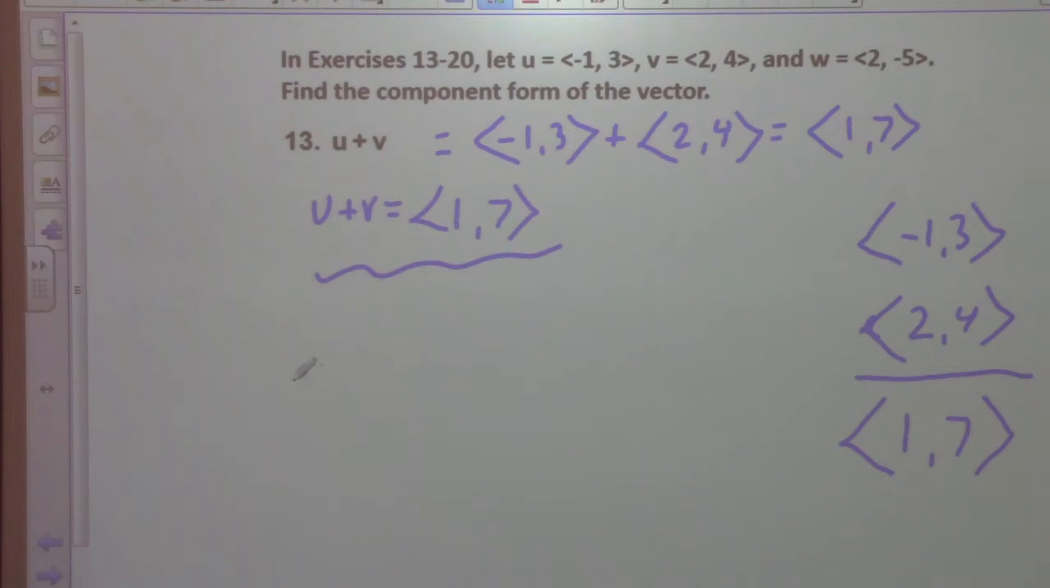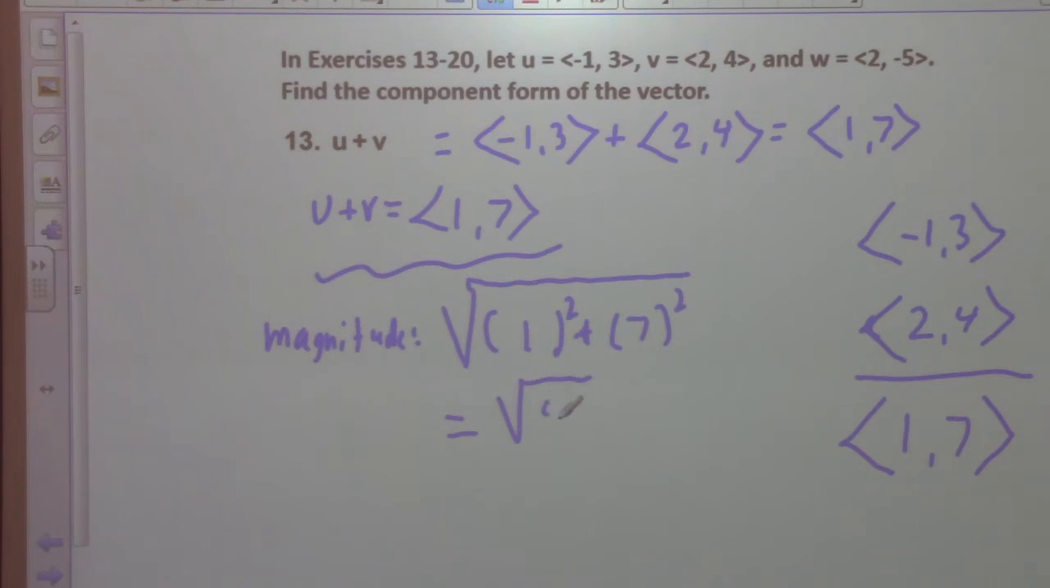Your magnitude is going to be the same thing we've talked about in the past. So you put 1 here and 7 here, and you get square root of 50. So that's going to be our magnitude, square root of 50.